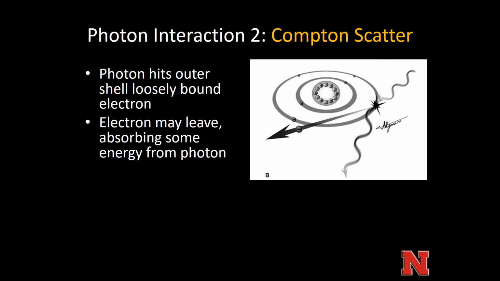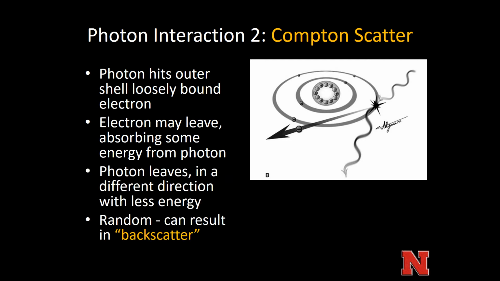Photon interaction number 2, Compton scatter. So what happens during Compton scattering? It's where the photon hits an outer shell, loosely bound electron. The electron may leave, absorbing some of the energy from that photon. And when the photon leaves, it's in a different direction and with less energy. Some of the energy has been imparted into that electron, which absorbed it from the photon.